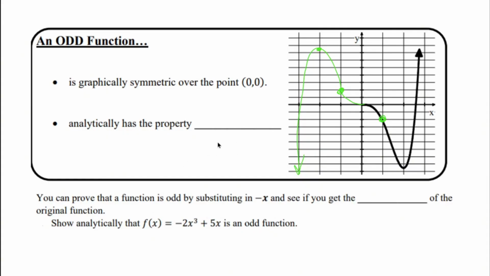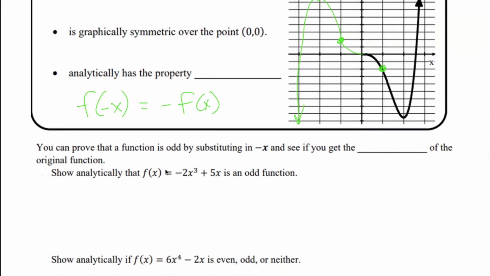Now, analytically, what this looks like is if I were to substitute every x with negative x, what I'm going to get in return is the exact opposite of what I started out with. So if I start out with something like 3 plus 18, it's going to be negative 3 minus 18. That's the exact opposite. And by the way, the exact opposite of this would be positive 2x cubed minus 5x. So you could prove that a function is odd by substituting negative x and seeing if you get the opposite.